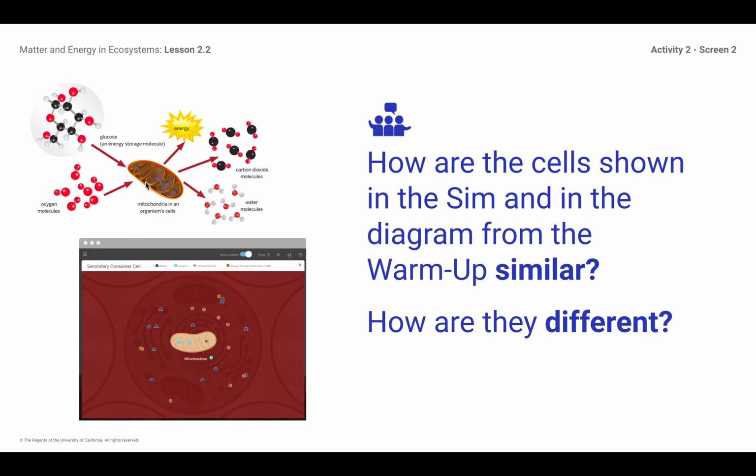If we compare that to this model, obviously these pieces don't move, but we can identify that we still have glucose and oxygen going in, and energy, carbon dioxide, and water coming out. And by the way, did you guys catch that? In this model, it shows energy being given off, whereas in the model in the sim, there is no energy. So those are the big ways that they're similar and how they're different. They're both showing the same thing. And they're both great for you guys to consider when you're trying to remember how cellular respiration is different than photosynthesis. But just bear in mind, unfortunately, the sim does not show that energy is released at all.